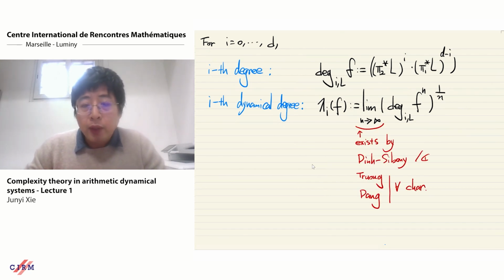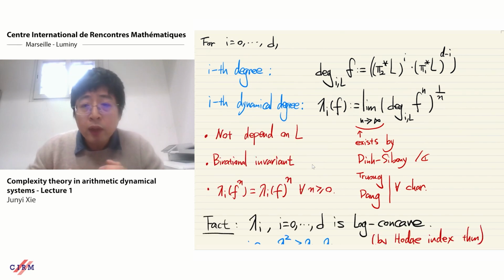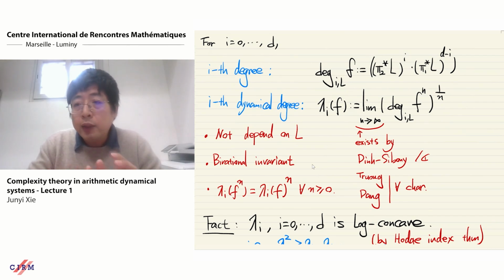And in fact, it is a non-trivial fact that this limit exists. The existence of this limit is proved by Dinh and Sibony in the complex setting, and by Truong and Dang in any characteristic. And one can see that this dynamical degree is a very good invariant. First, it is intrinsic, which means that it does not depend on the choice of your metric. It does not depend on the choice of L. And it is a birational invariant.